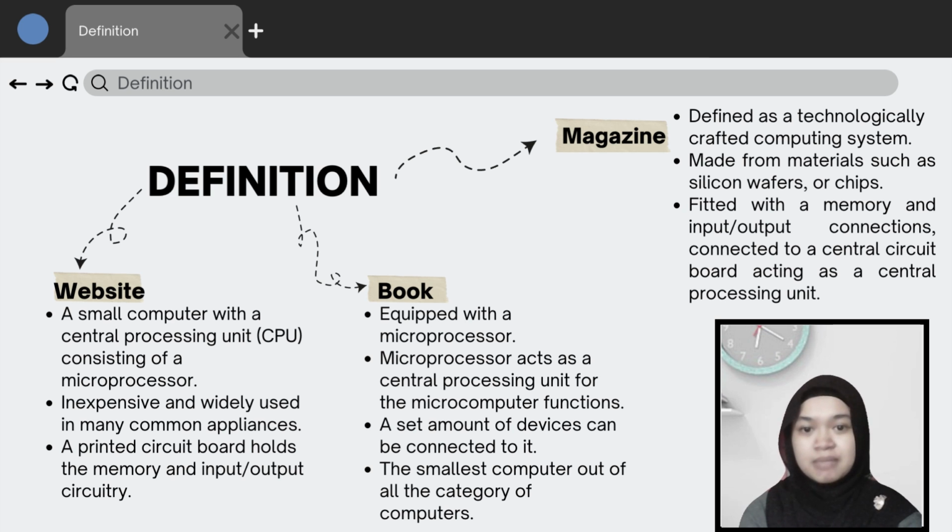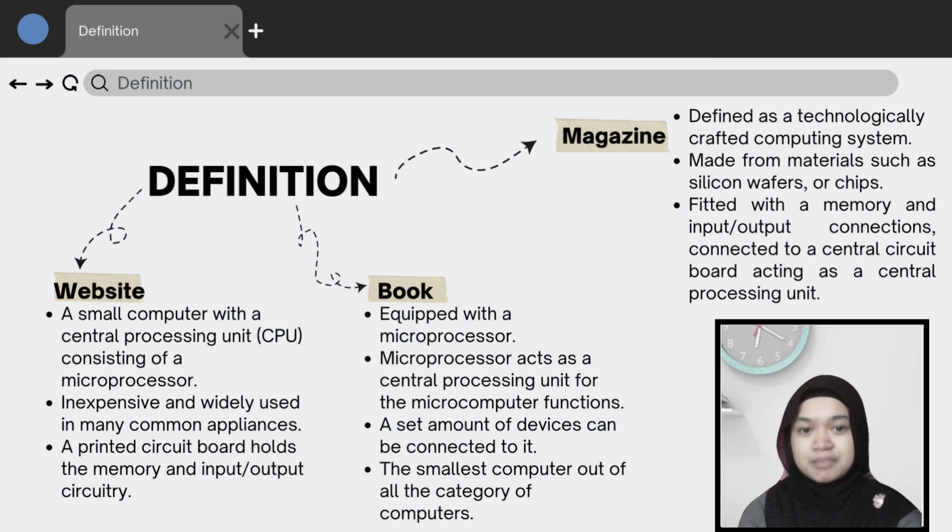In definition by magazine, a microcomputer is defined as a technologically crafted computing system. It is made from materials such as silicon wafers, or more likely to be called chips. A microcomputer is always fitted with a memory and input-output connections, which are connected to a central circuit board which acts as a central processing unit. Many devices such as mouse, keyboard, printers, and speakers can be connected with the microcomputer this way.